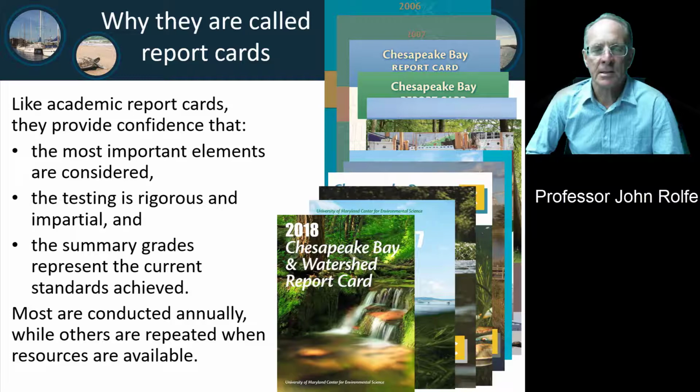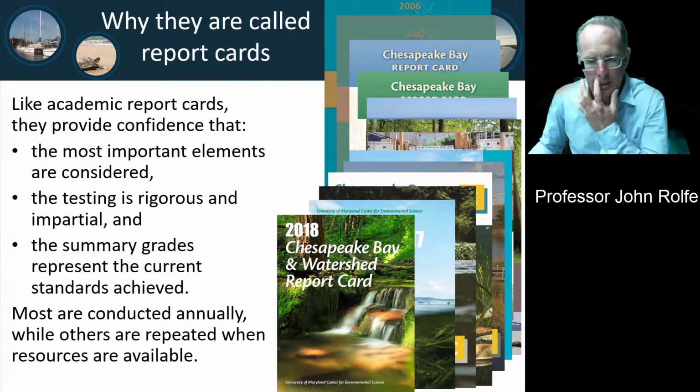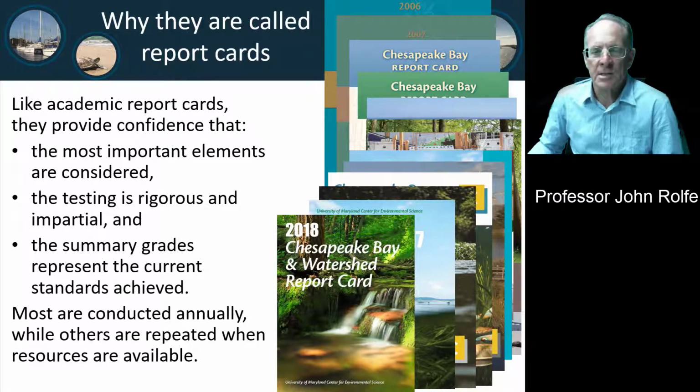It represents some rigorous and impartial testing, and then it's summarised up into some grades, and that represents the current standards that are achieved, just like in a school report card. Most are done annually, so this example from Chesapeake Bay has been done since 2006. The South East Queensland report card has been done each year since 2005.